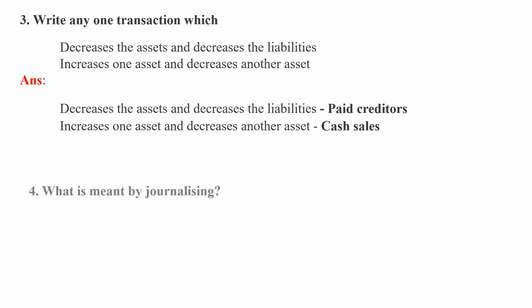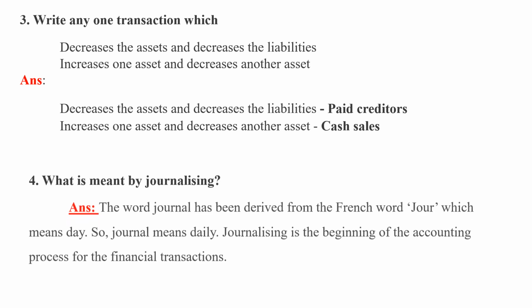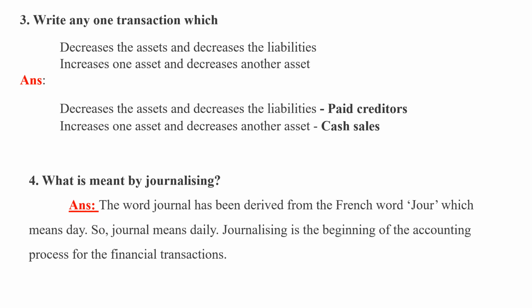So next one, fourth one, what is meant by journalizing? The word journal has been derived from the French word jour, which means day. So journal means daily. Journalizing is the beginning of the accounting process for financial transaction. So recording the everyday transaction is known as journal.